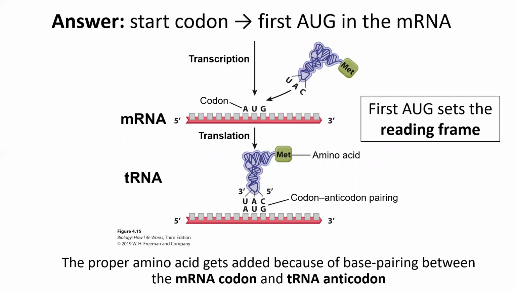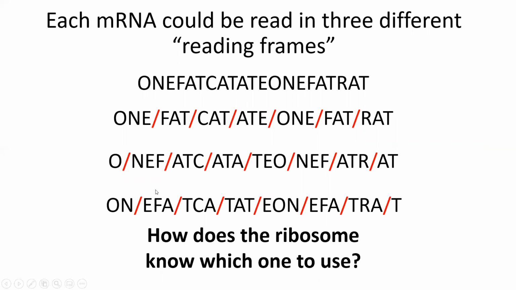So remember, our start codon or our promoter region tells us where to start reading. In this case, AUG is going to be that start codon. It's going to tell us, all right, you need to start reading here. So it's going to set the reading frame. And that's how the proper amino acid gets added, because of base pairing between the mRNA codon and the tRNA. If you didn't have this, you might have a reading frame that looks more like this, and that doesn't produce something that's usable.